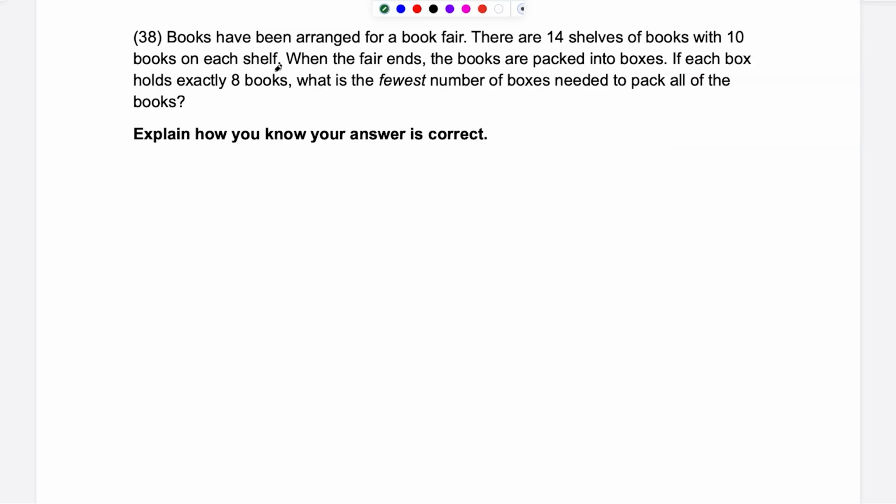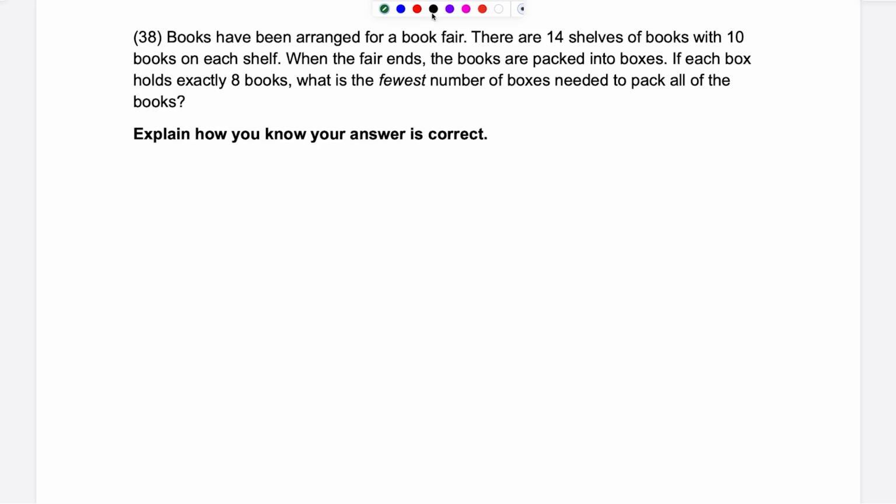Question 38, books have been arranged for a book fair. There are 14 shelves of books with 10 books on each shelf. When the fair ends, the books are packed into boxes. If each box holds exactly 8 books, what is the fewest number of boxes needed to pack all of the books? And we have to explain how we know our answer is correct.